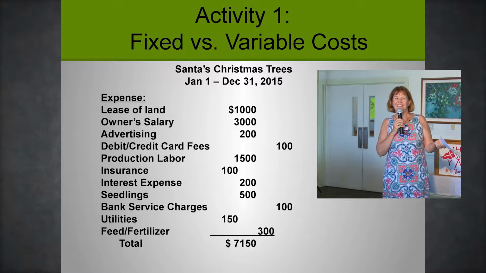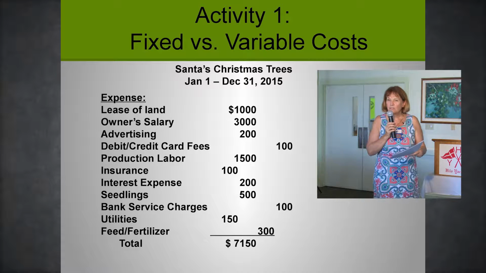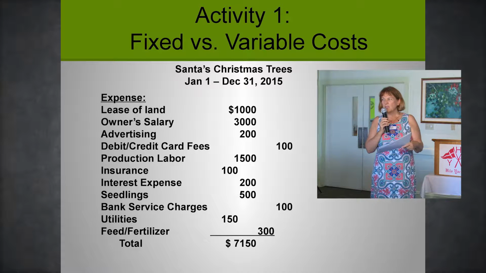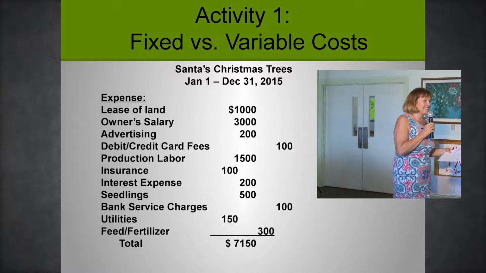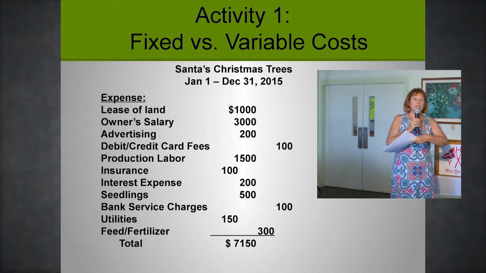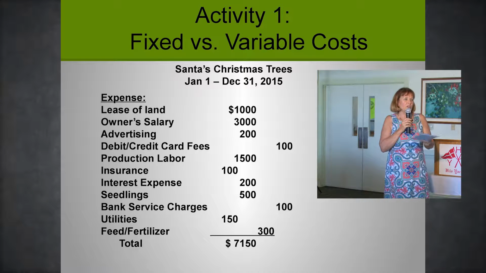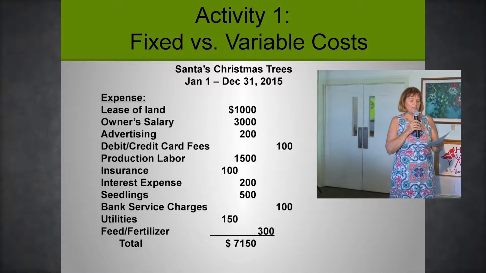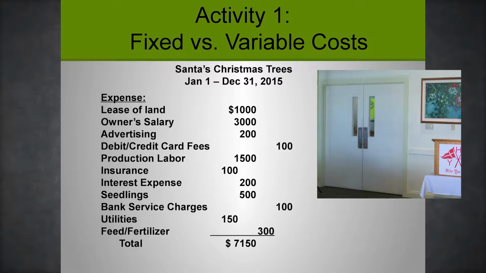Interest expense, I already told you that one because somebody asked me that trick question. And then seedlings? Variable. Yep. And bank service charges? Yeah, pretty well fixed. They always get their money. Utilities? Yeah, that's one of those maybes again. To a large degree, it's fixed, but there's some variance when your production goes above a certain level, right? But by and large, most of it's fixed. And then feed and fertilizer? Varies, yeah. Good job. You guys are with me. I love it.